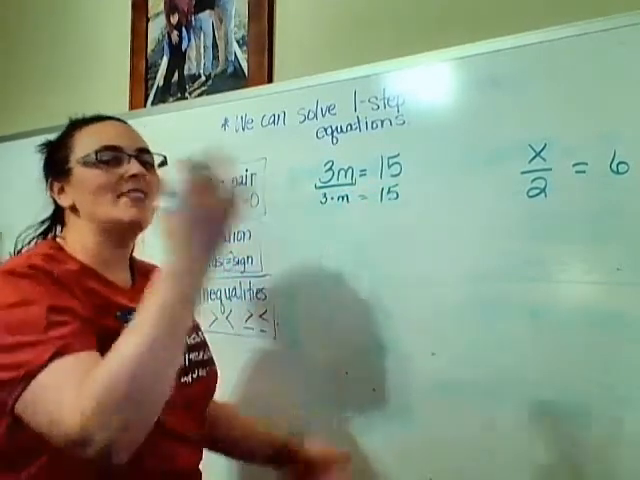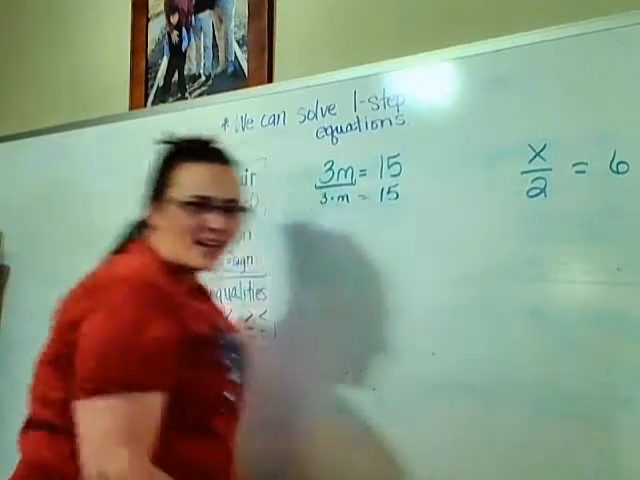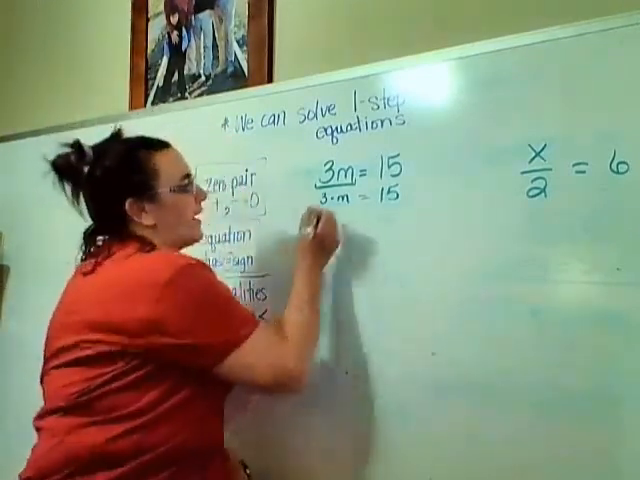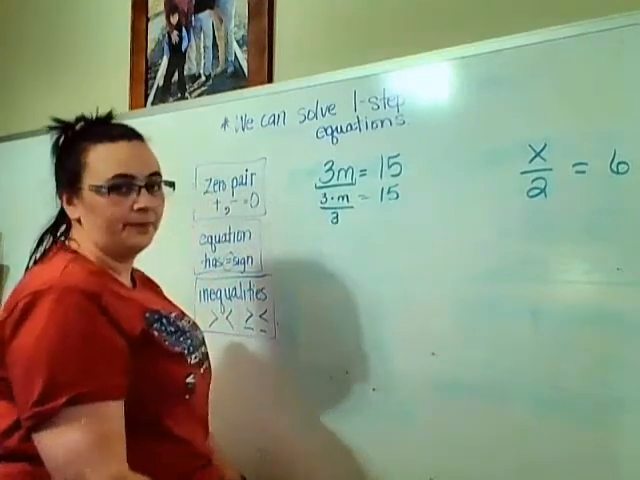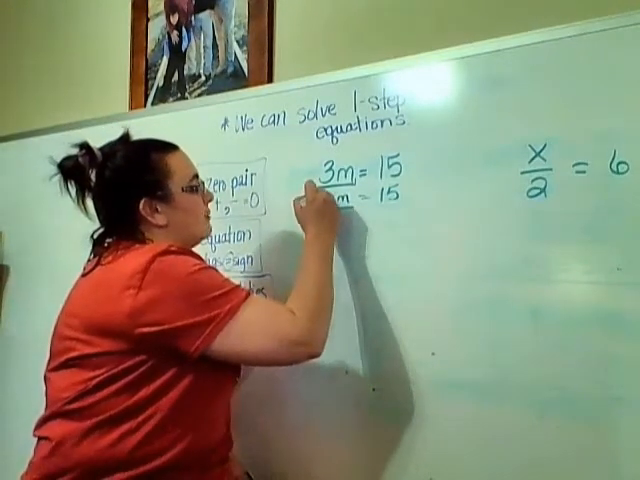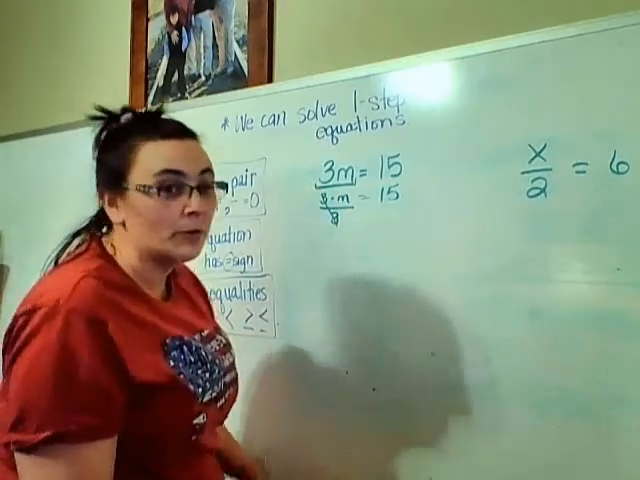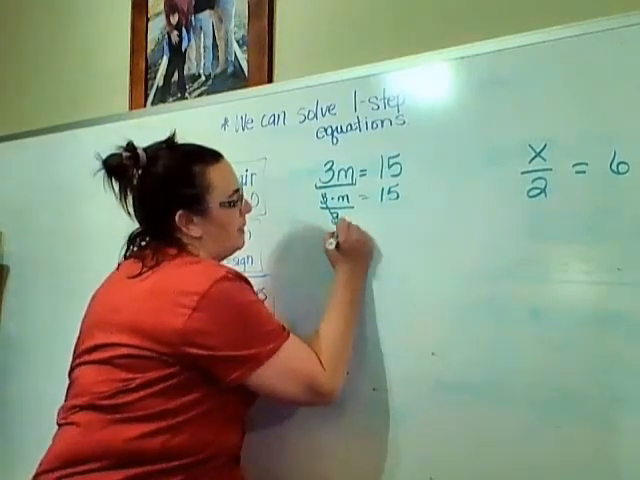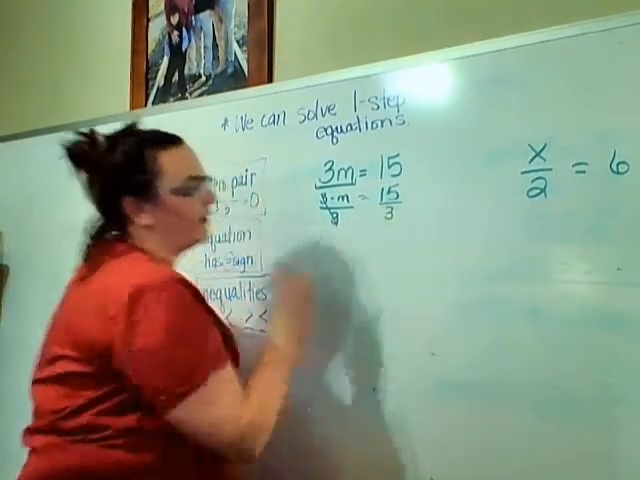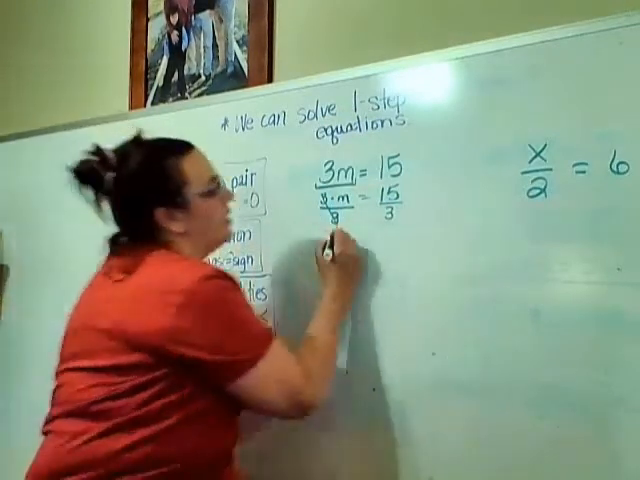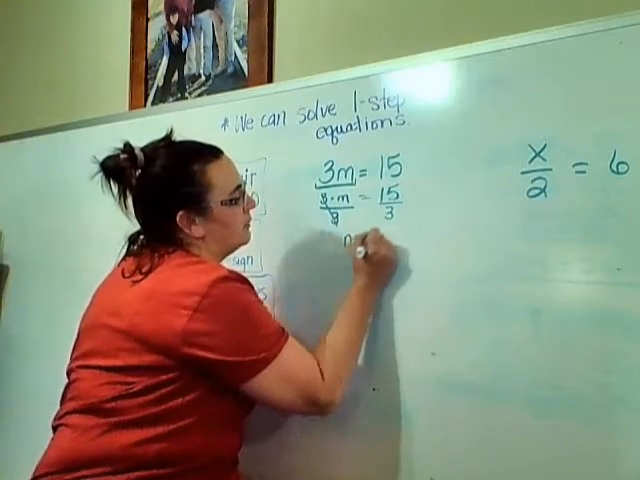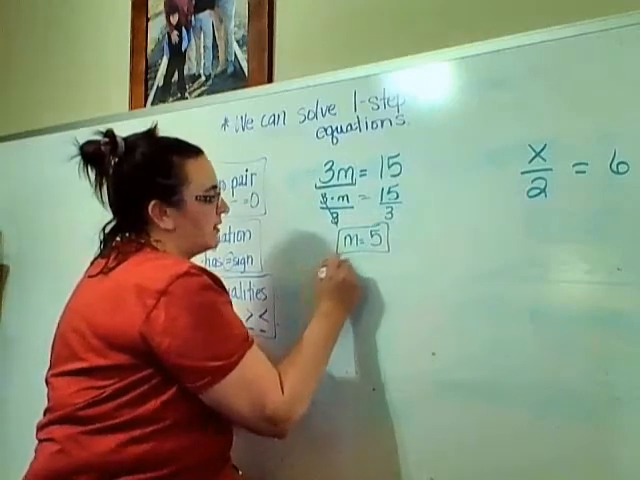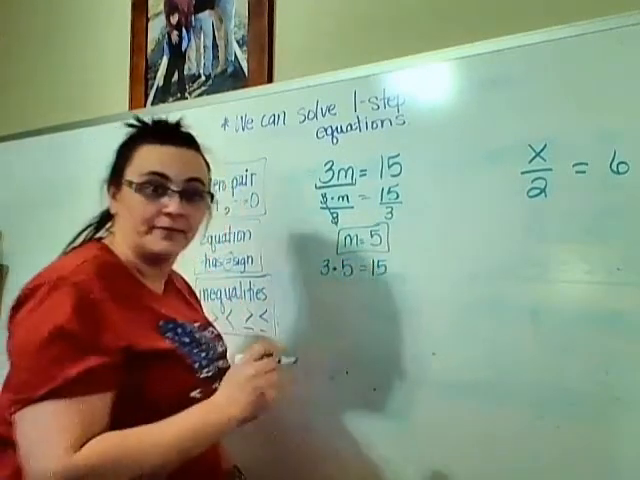So how can I undo multiplication? How can I undo that? I can divide. You are correct. So I'm going to divide by 3. And that's going to let those become 1. Because remember, 3 divided by 3 is 1. So that leaves me with 1m. And then I'm going to need to divide by 3 over here because we still have to do that same pattern. So m is going to equal 5. And again, I can just plug that right in. 3 times 5 equals 15. Yes.